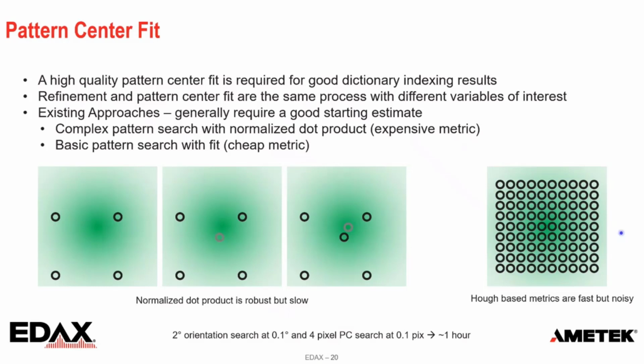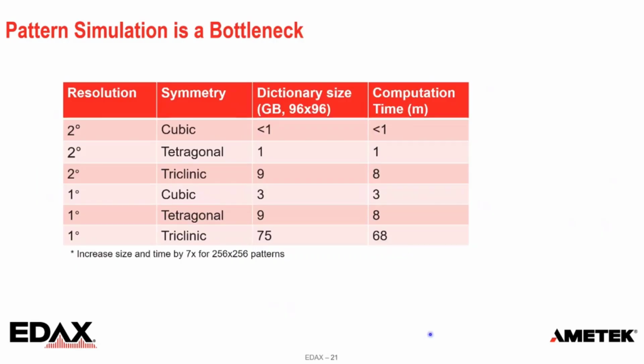And you can see that this brute force grid approach, if you apply it to the dictionary result, becomes intractable very quickly. If you did a 2 degree orientation search at 1 degree resolution, and a 4 pixel window on where your pattern center is at a 1/10 of a pixel, it would take an hour to brute force it, which is not really realistic. And the problem for that is that the simulation is very slow.